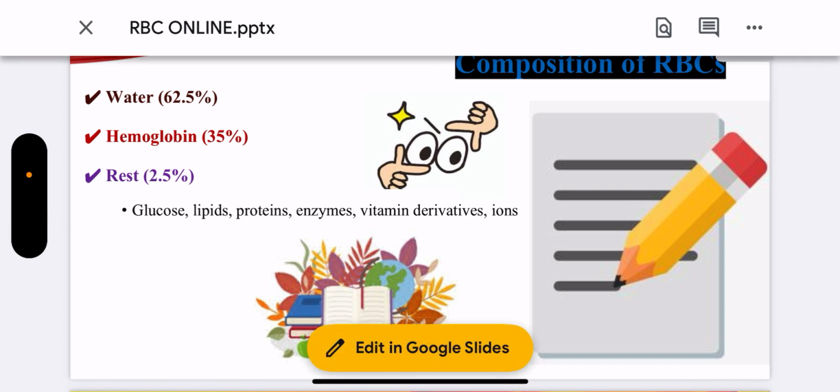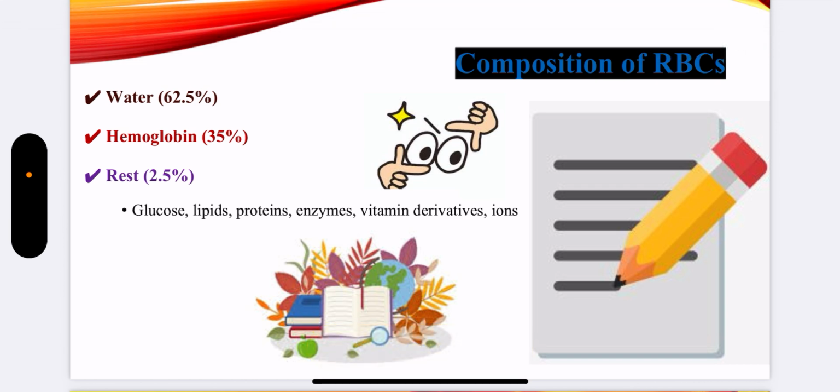Now about the composition of RBCs. Around 62.5% is water, 35% is hemoglobin, and the remaining 2.5% includes glucose, lipids, proteins, enzymes like carbonic anhydrase, a very important enzyme, derivatives of vitamins, and ions like sodium, potassium, calcium, magnesium, phosphates, sulfates, etc.